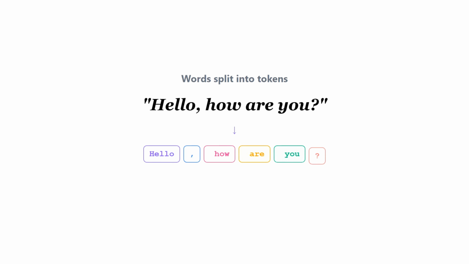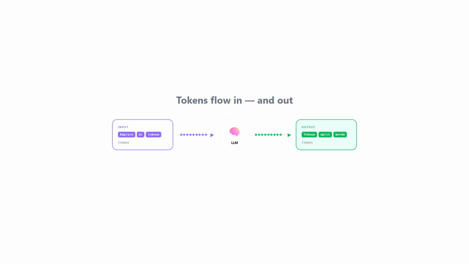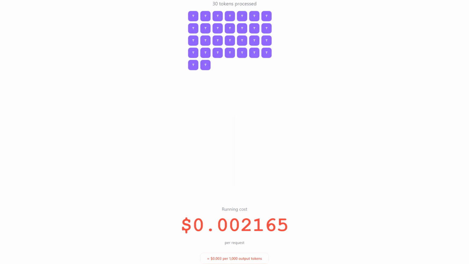Why does this matter? First, pricing. Most AI models charge based on tokens. That means the more you send in and the more the model writes back, the more it costs. Second, latency. More tokens usually mean more time. A short prompt with a short answer is faster. A long prompt or a very long response can slow things down.